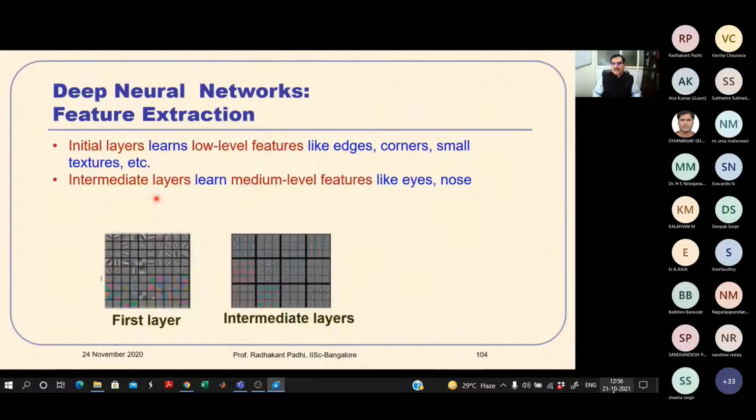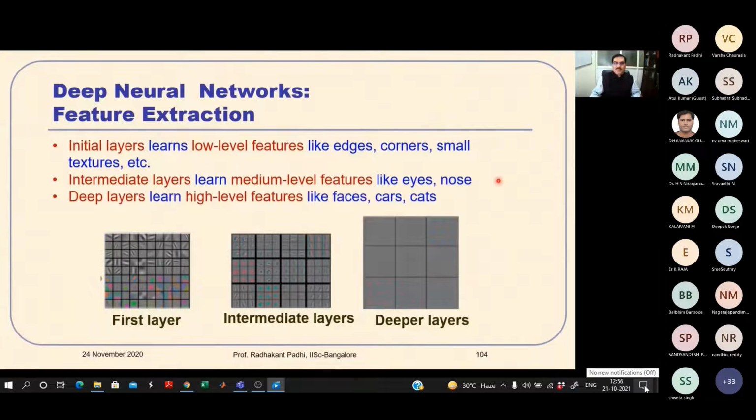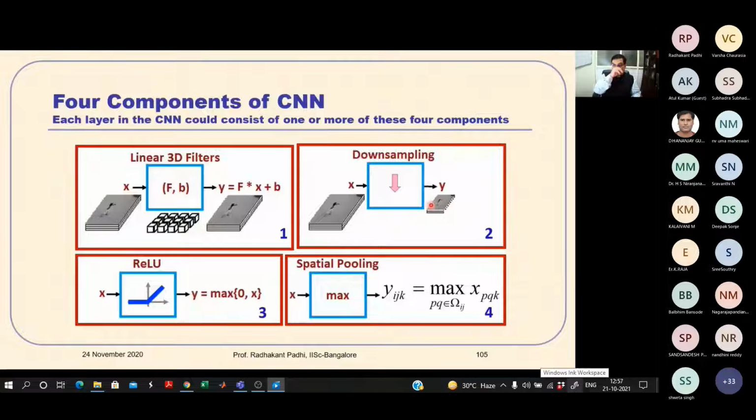Again, to summarize, the initial layers learn very low level features like edges, corners, small textures. Intermediate layers learn medium level features like eyes, nose, and things like that. And then deep layers eventually lead to high level features like faces, cars, right? So this is what we talk about.